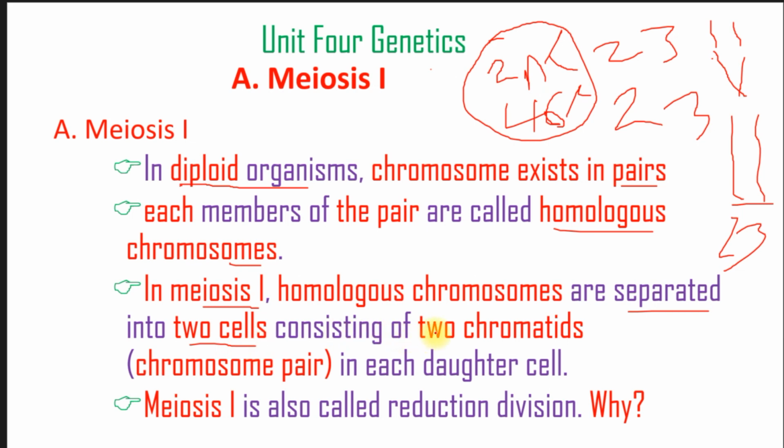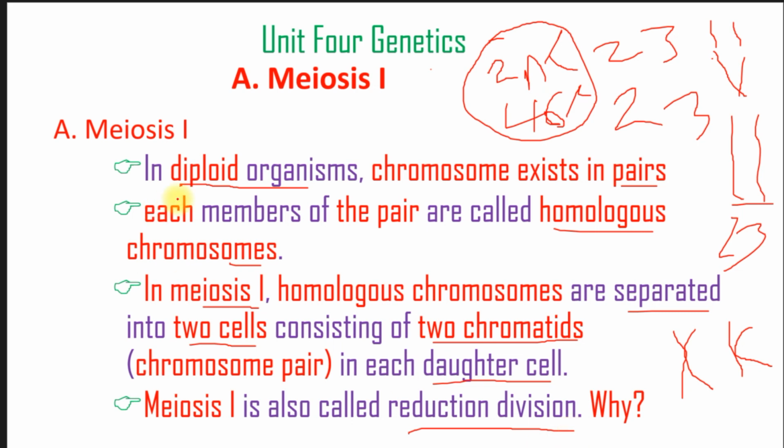Look, in meiosis first, homologous chromosomes are separated into two cells, each consisting of two chromatids. Each one forms its own chromatid, and the two chromatids are known as a chromosome pair in each daughter cell. So meiosis first is also called a reduction division.